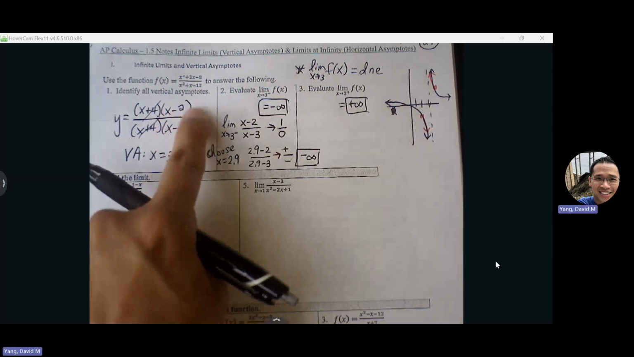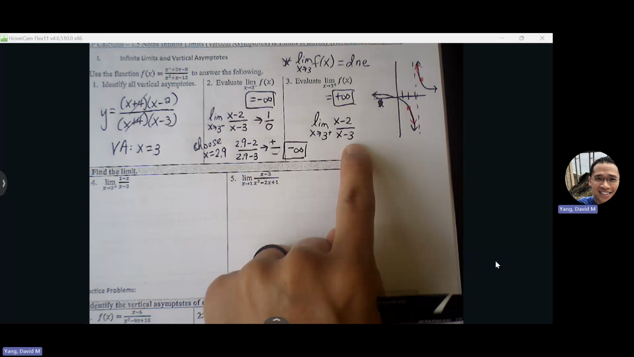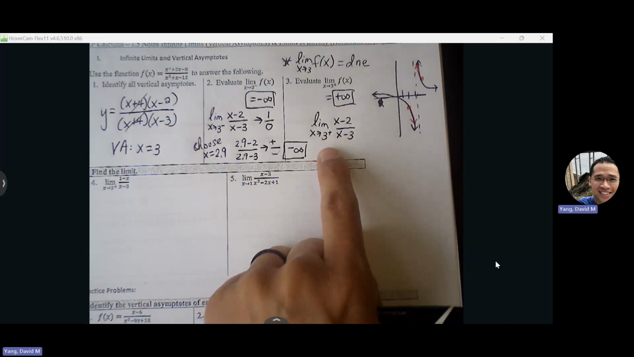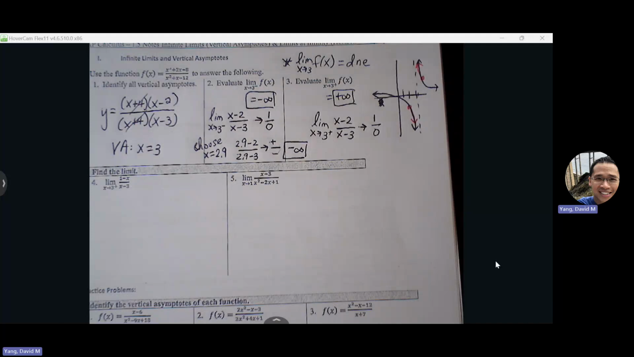Number 3, let me just write the reduced expression, and let's do the limit as x approaches 3 from the right side of 3. Again, we're going to assume that we don't know anything about this expression. First things first, direct substitution. When you do direct substitution, you're going to ignore the one-sided limit. All right, so we plug in 3. Again, what do we get? 1 over 0. So that is a sign that we know there's a vertical asymptote.